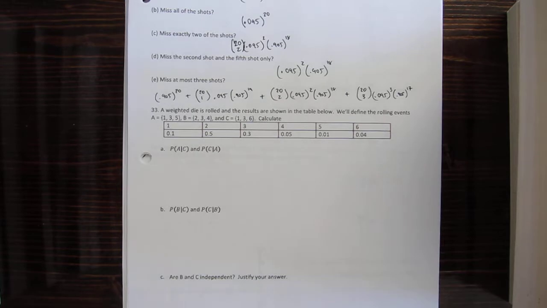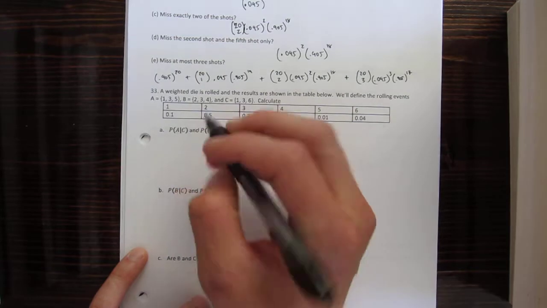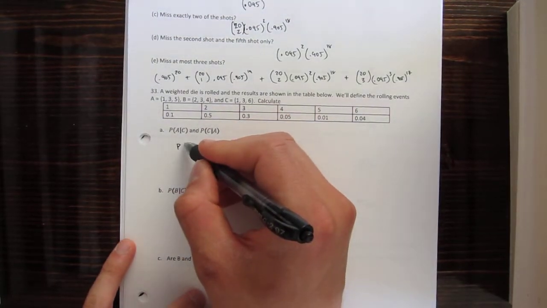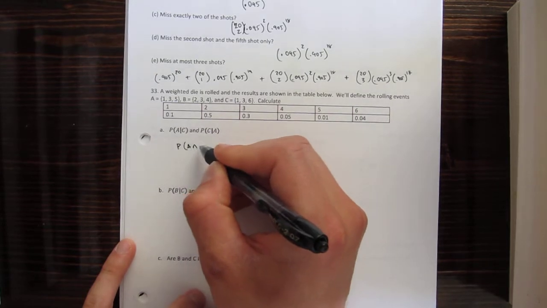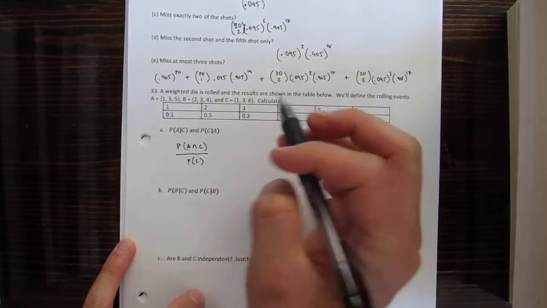Finally, 33 says, a weighted die is rolled and the results are shown in the table. We'll define the rolling events 1, 3, and 5 to be A, 2, 3, or 4 to be B, 1, 3, or 6 to be C. Calculate the following probabilities. So, the probability of A given C is the probability of A and C divided by the probability of C.